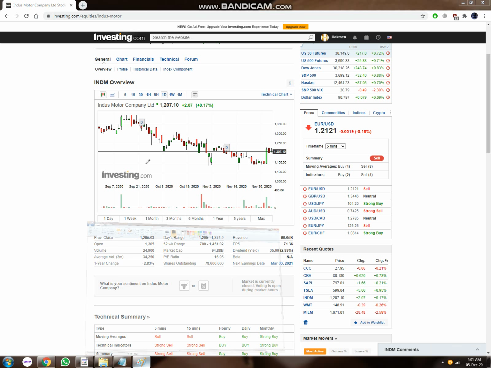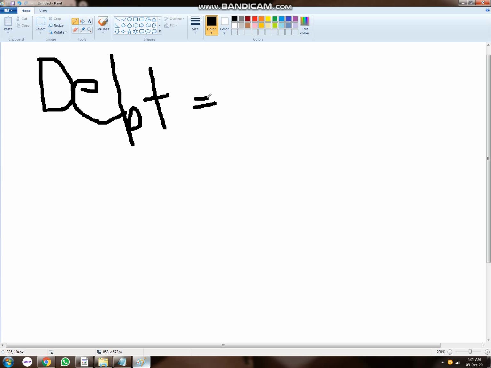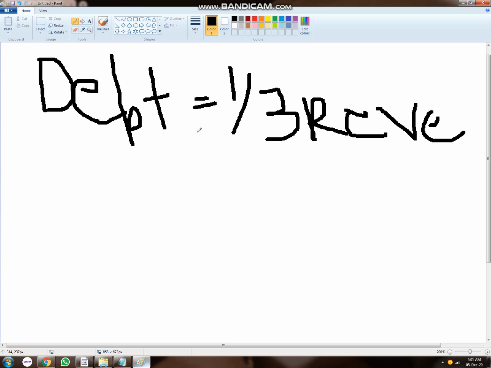Now another thing you want to consider over here is debt. A company's debt should exceed no more than one third of its revenue. Let's say a company's revenue is $3 and its debt is $1, so it can easily pay toward its debt. But if it's 3 by 3, then whatever it earned will go to its debt. So that's not a great thing. You should avoid these type of stocks.